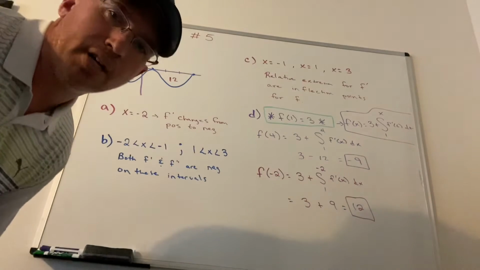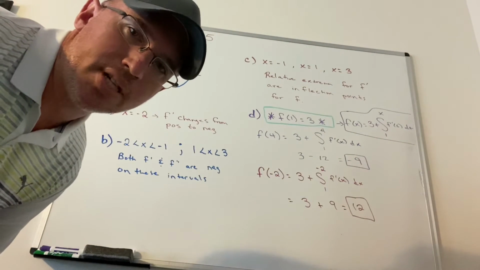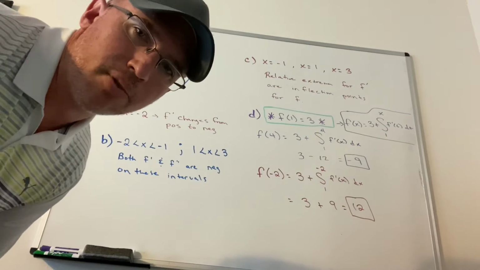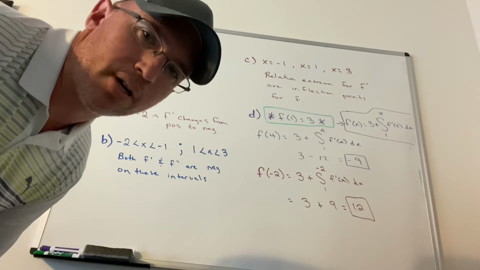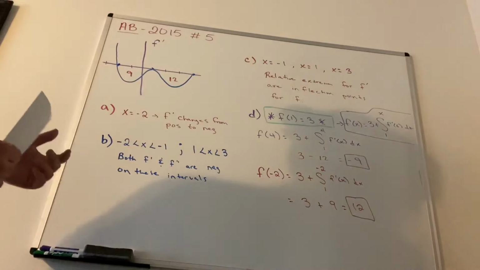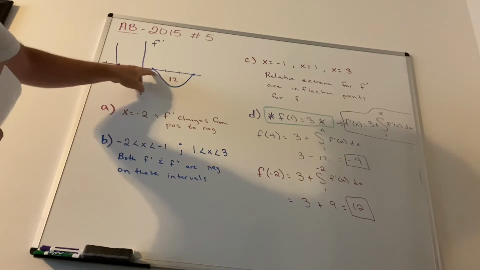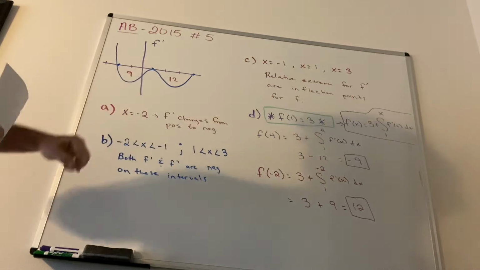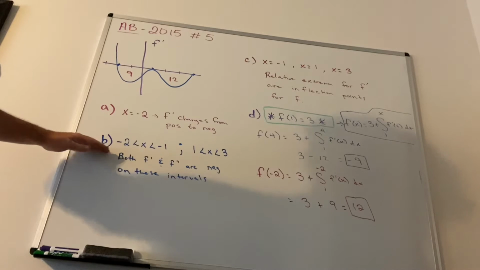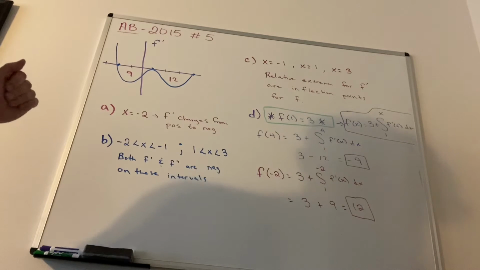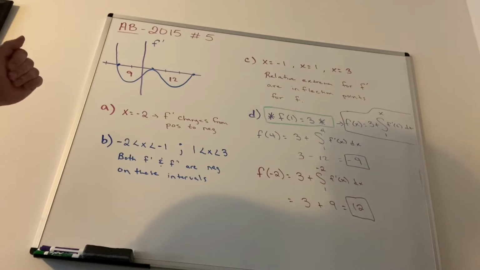And if f is concave down, that means that f double prime is negative, and f double prime is the slope of f single prime. And so in the region I'm allowed to look at, I've got negative slope here, and I've got negative slope here. So between -2 and -1, and between 1 and 3, both f prime and f double prime are negative.